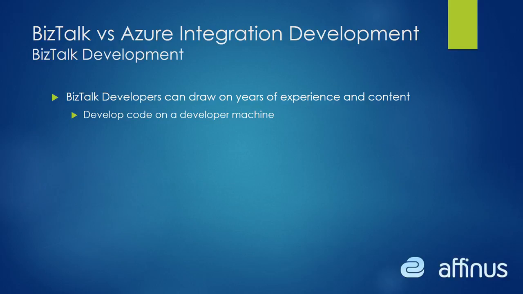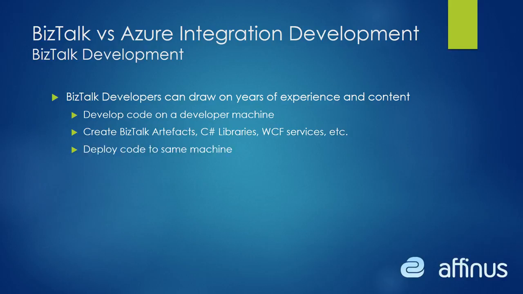BizTalk developers will also be used to developing their code on their own development machine, which will generally have BizTalk, SQL Server and Visual Studio and any other tools installed on it. They'll create some BizTalk artifacts like orchestrations, pipelines, schemas, transforms. They might also create some C# libraries and maybe some WCF services. They'll then deploy that code to the same developer machine that they're running BizTalk on. And then they will do testing on that same machine, generally unit testing or integration testing using something like BizUnit or an equivalent. After they're sure that their code passes their tests, they will check in their code.